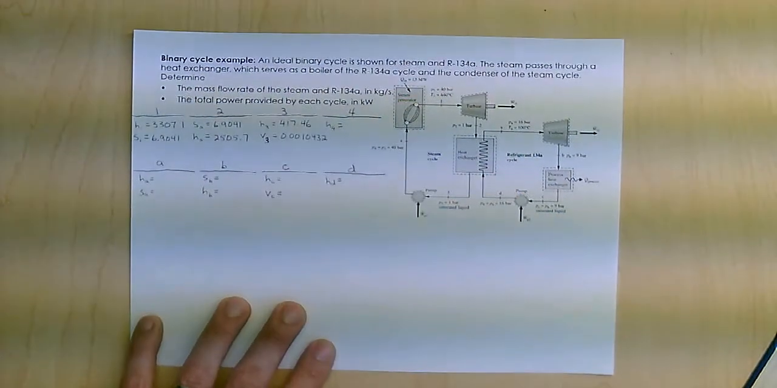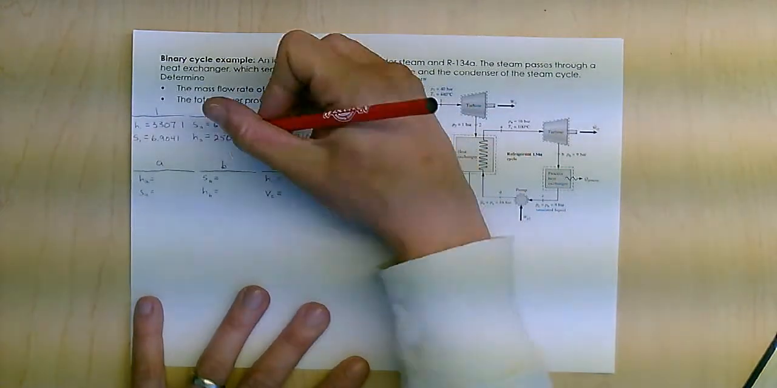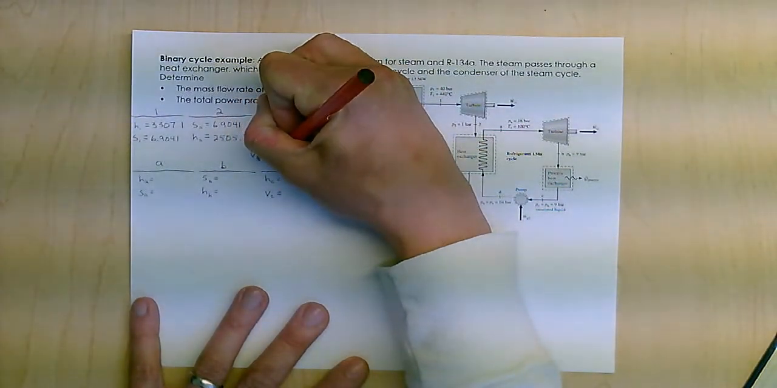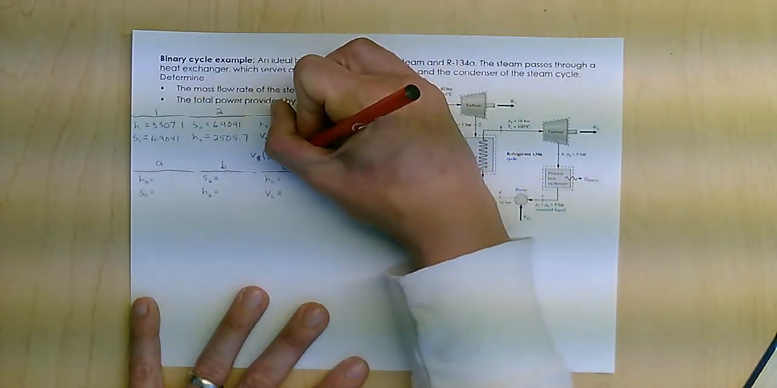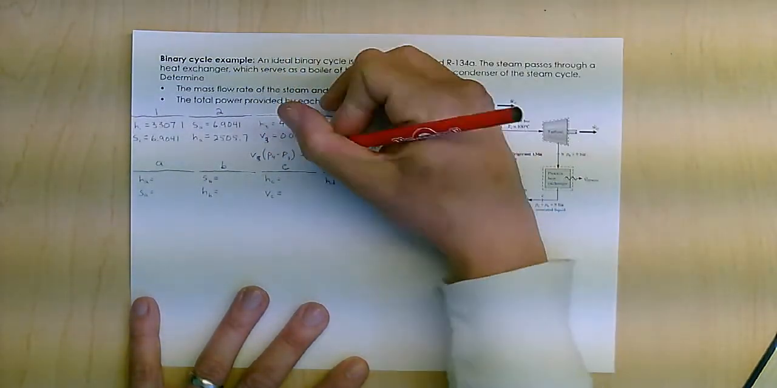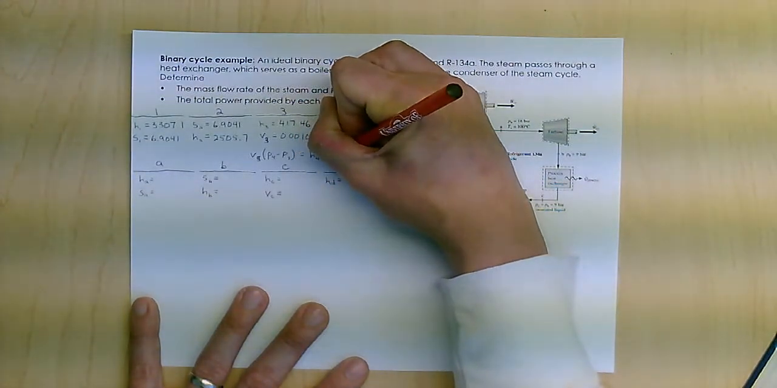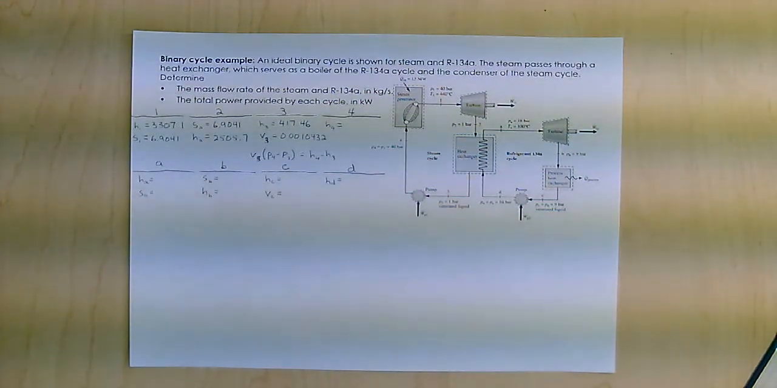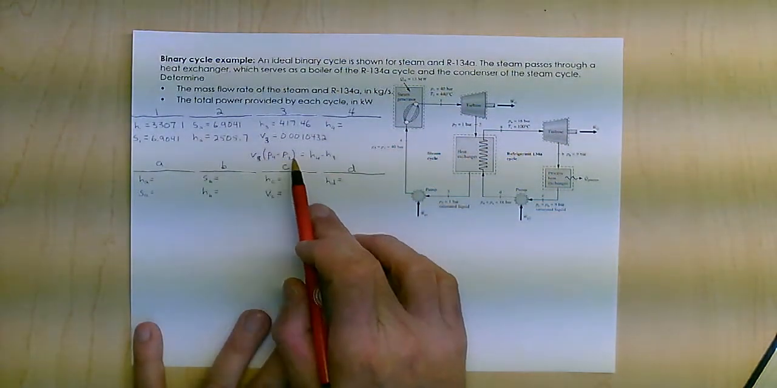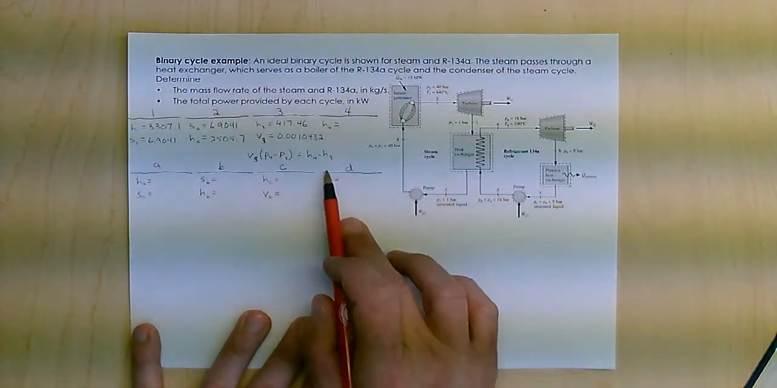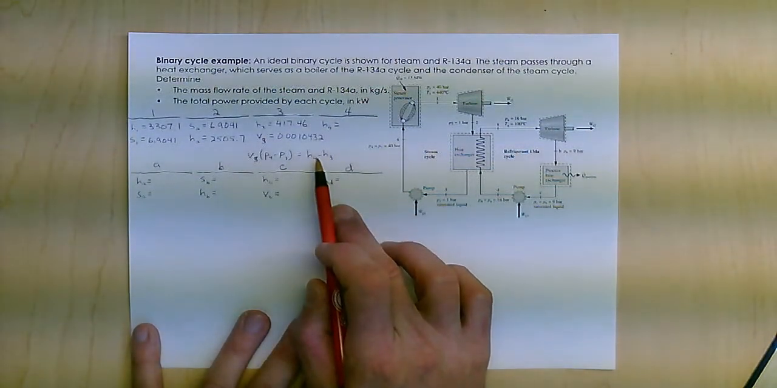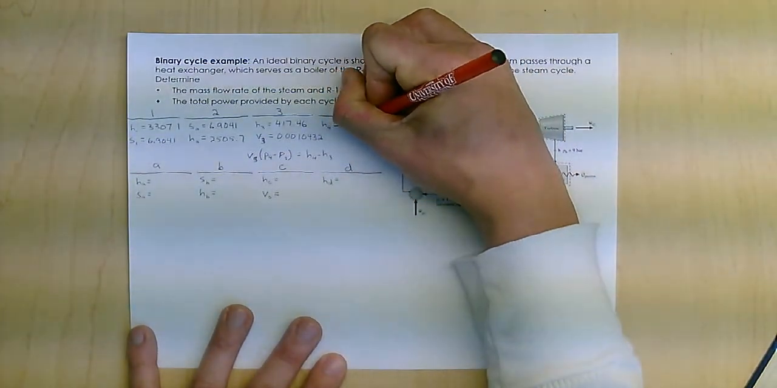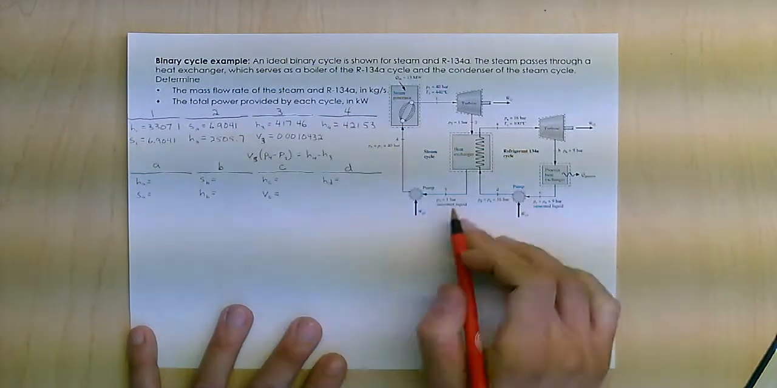Now for the pump, you'll remember that V times delta P, V times (P4 minus P3), equals H4 minus H3, right? That's because it's an isentropic, steady state, incompressible flow. So it's V times delta P equals delta H. Using that, I can calculate H4, and I find H4 to equal 421.53, thus setting my steam cycle.